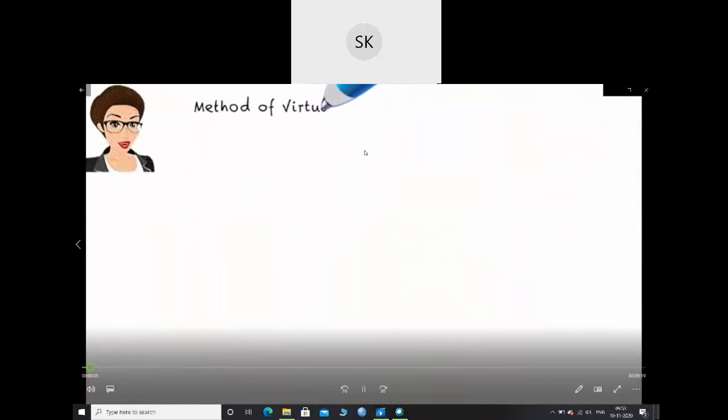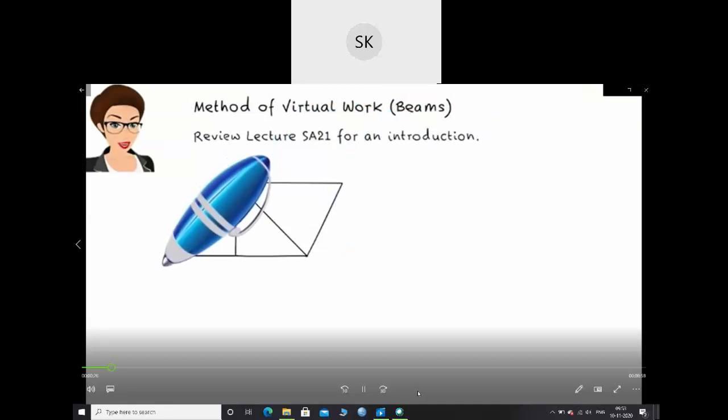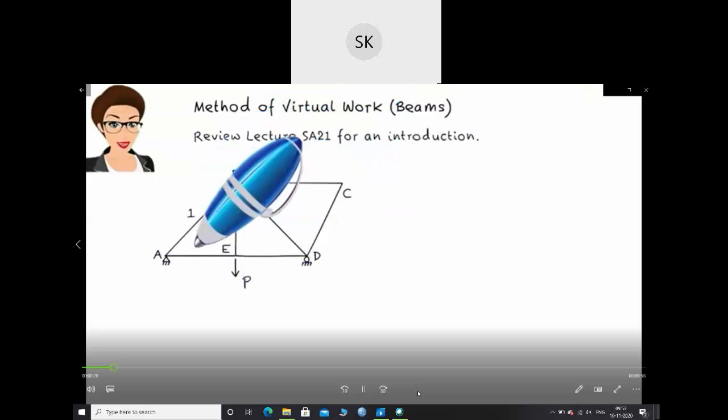The basis of the virtual work method and its use for calculating joint displacement in trusses were discussed in lecture SA21. In this lecture, I'm going to show you how this method can be used to calculate deflection and slope in beams. Let's start by reviewing the method using a truss structure. Consider this truss. Under the applied load, it is going to displace like this.